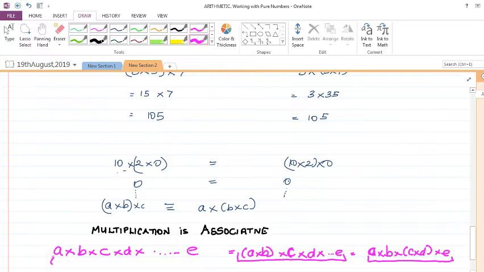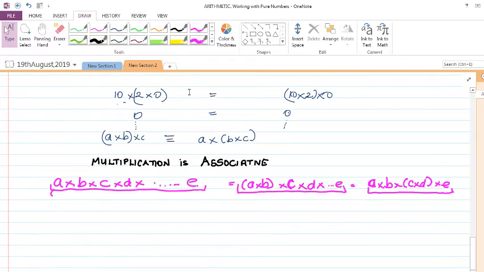Now these things are very important because to go from one line to the next line and to say the line before is equal to the line that's after, you cannot violate these laws of associativity or commutativity. So multiplication is associative because the order in which you do things does not cause problems.